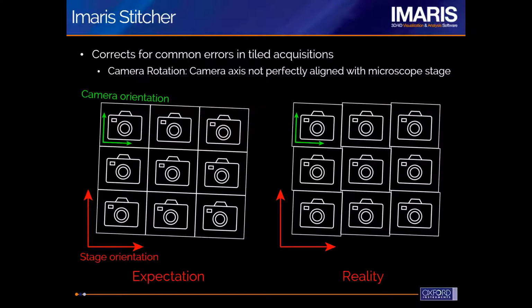And the problem is such, it's camera rotation, that is, the axis of your camera is not perfectly aligned with the axes of your motorized stage. As such, while we would expect a clean acquisition with neat overlap while moving the motorized stage around, we actually end up with a skewed acquisition due to this misalignment. Fortunately, Imaris Stitcher is well equipped to deal with this.